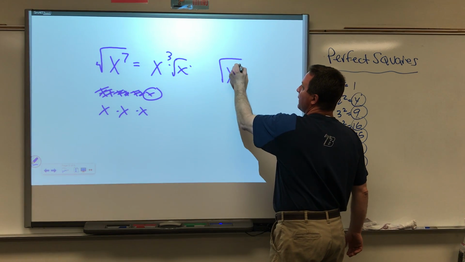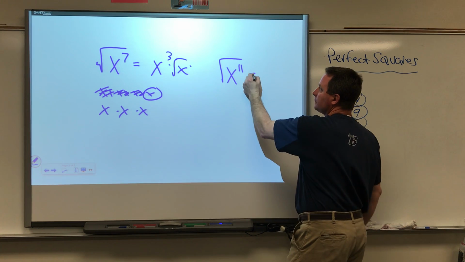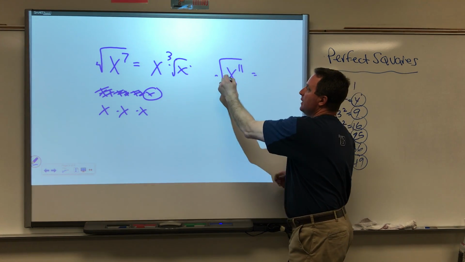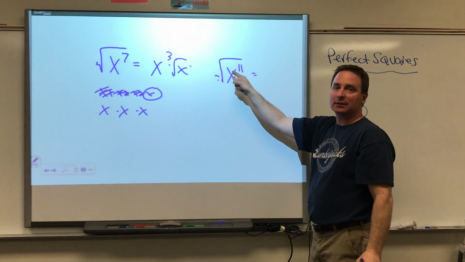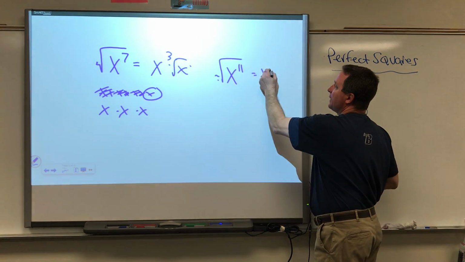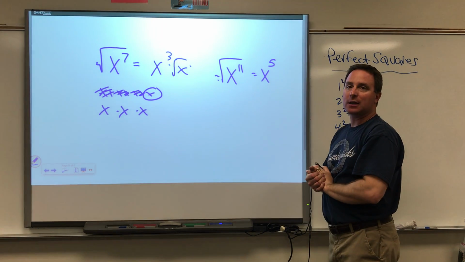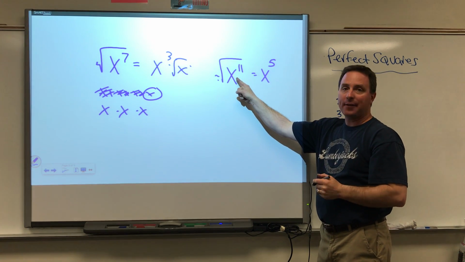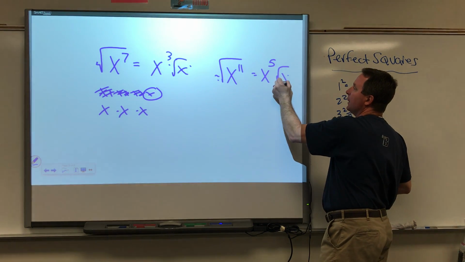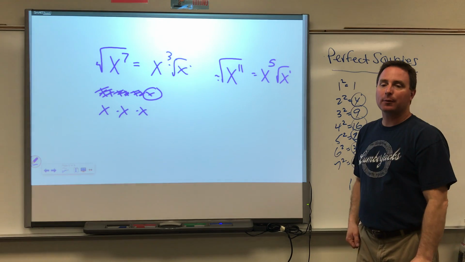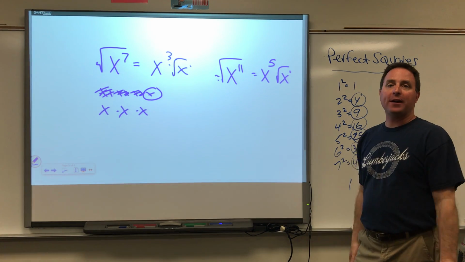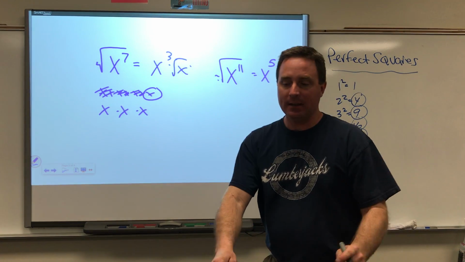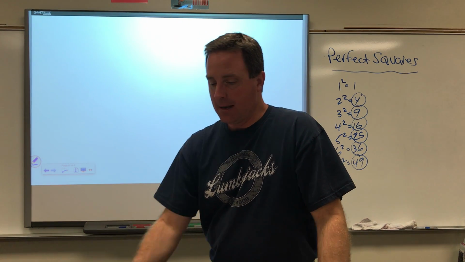How about one more here? How about the square root of x to the 11th? Let's think about this. How many times does 2 go into 11? 2 goes into 11 5 times. 2 times 5 is 10, and there's 1 left over, the 11th one, that's underneath the radical. Okay, so we can do it with variables as well. Let's try a couple of these.